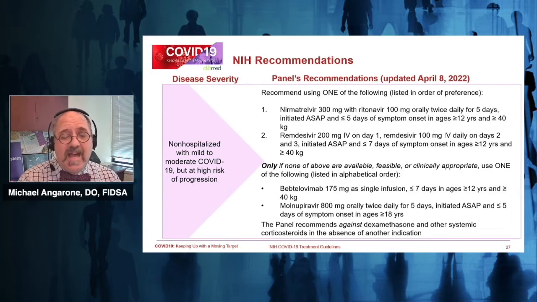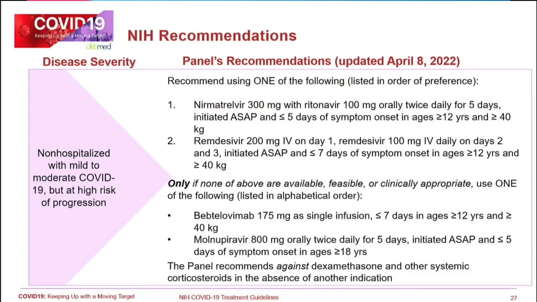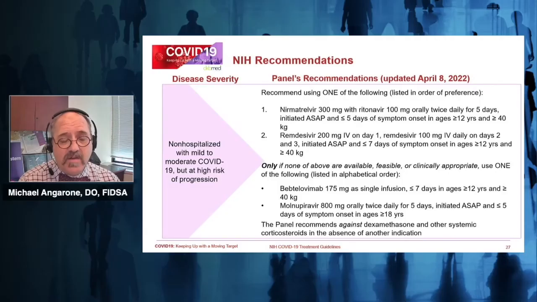If an individual cannot take or does not have access to either of those 2 medications, the NIH does recommend either the monoclonal antibody Bebtelovimab, that is a one-time infusion, again, given within 7 days of symptom onset for those that are 12 and over or 40 kilograms and over, or Molnupiravir, an oral medication that's taken twice daily for 5 days, again, given within 5 days of symptom onset. This one's recommended for those that are 18 and over, so not for younger individuals.